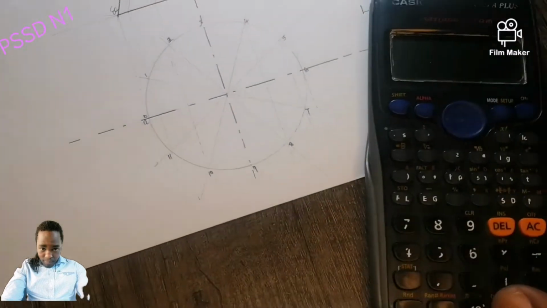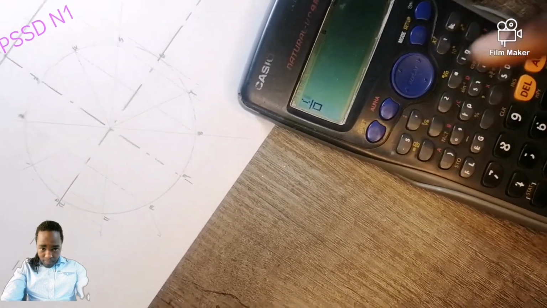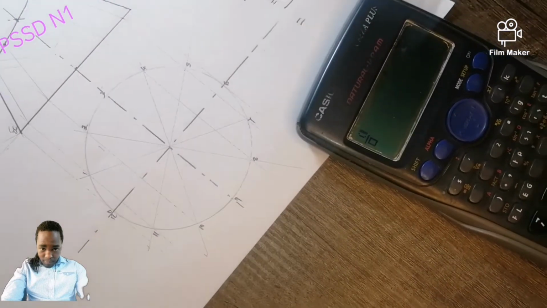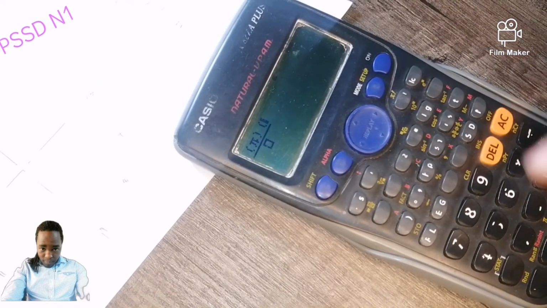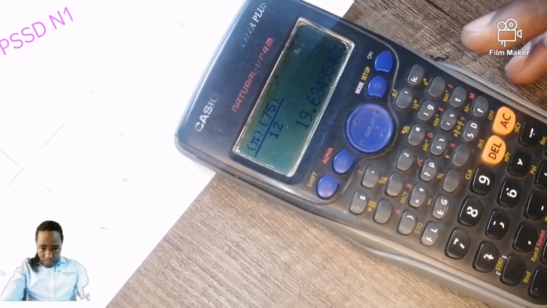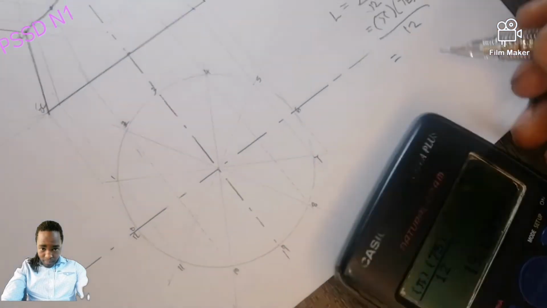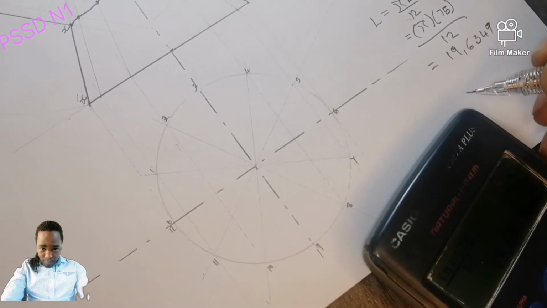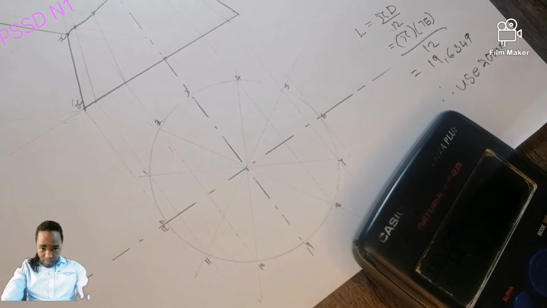Then you put it the way as you see it. Let me put my camera like this, and then a fraction, a bracket, second function, put the value of pi the way it is, then 75, close bracket, come to the bottom, 12, is equals to, then simplify it. We are getting 19.634. So write the answer 19.6349. Therefore, use 20 millimeter.